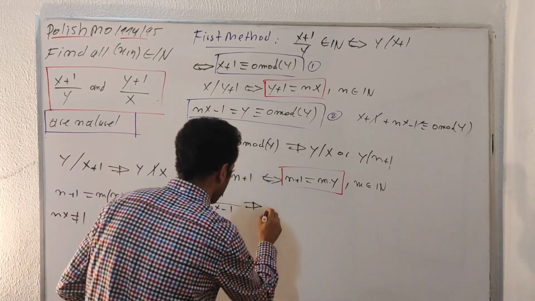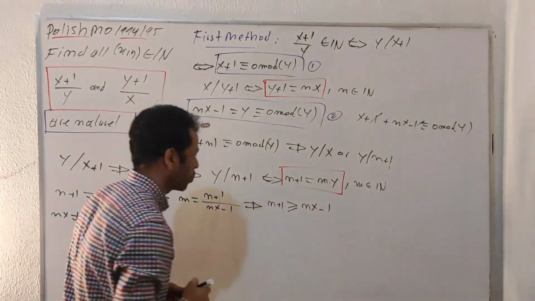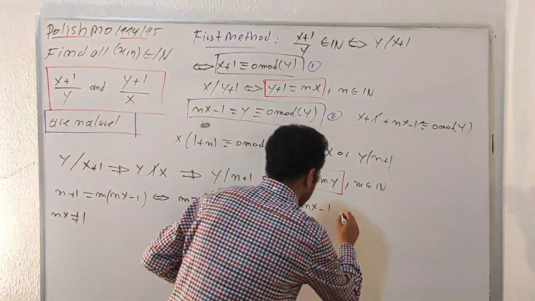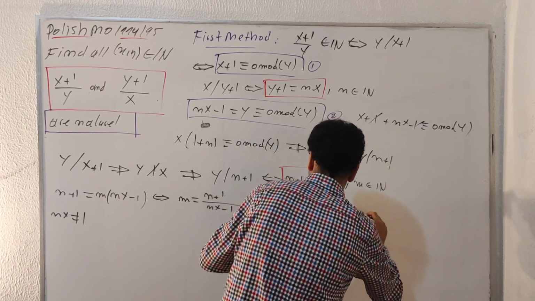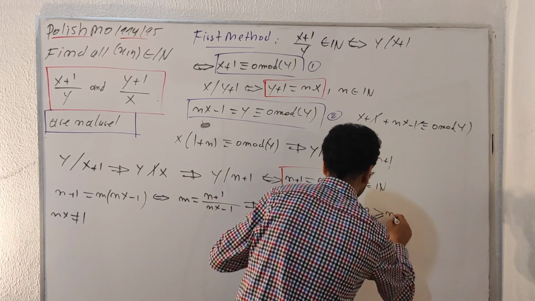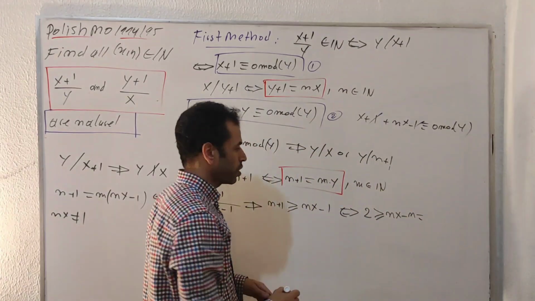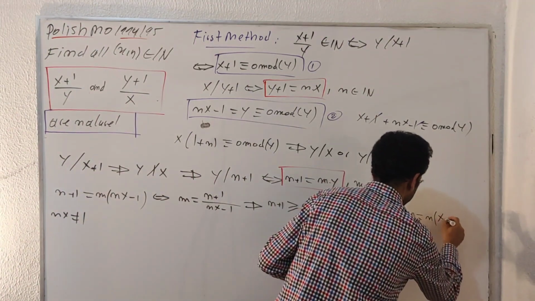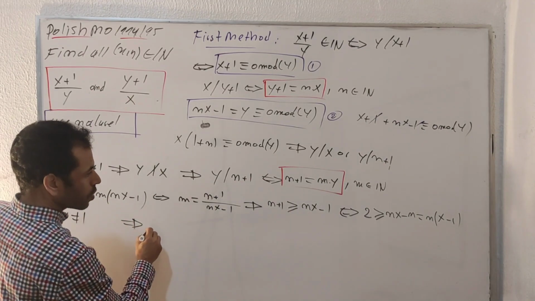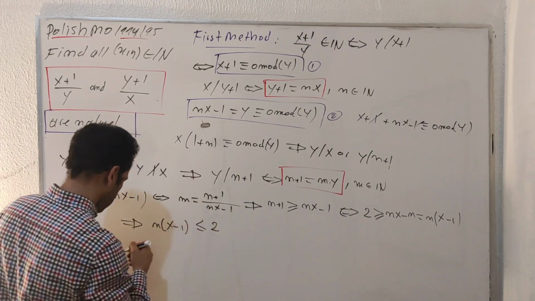This implies n plus 1 is greater than or equal to nx minus 1. Okay, by moving this minus 1 to the left and bringing n over to the right, I will get 1 plus 1, which is 2, is greater than or equal to nx minus n. By taking n as a common factor, I will get n multiplied by x minus 1. So in other words, n multiplied by x minus 1 is less than or equal to 2, like this.